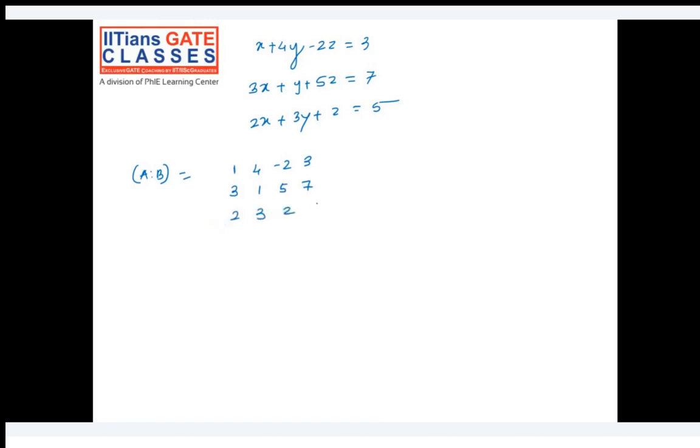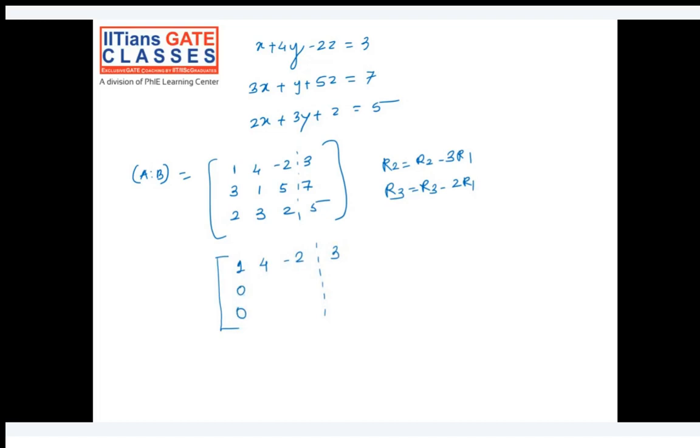So let's try to calculate the rank by converting into the echelon form. R2 is equal to R2 minus 3 times R1, and R3 is equal to R3 minus 2 times R1. 1, 4, minus 2, 3, 0, 0, 1 minus 12 is minus 11. Then this will become plus 11. Then 7 minus 9 is minus 2. Minus 5 plus 5, 5 minus 6 is minus 1.